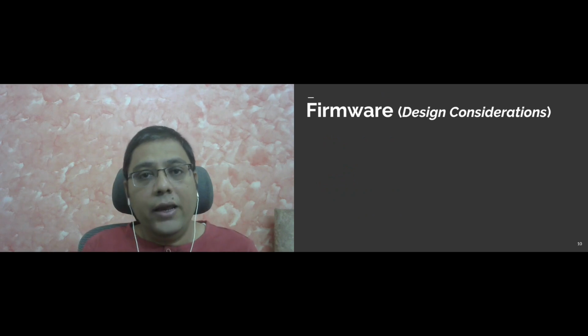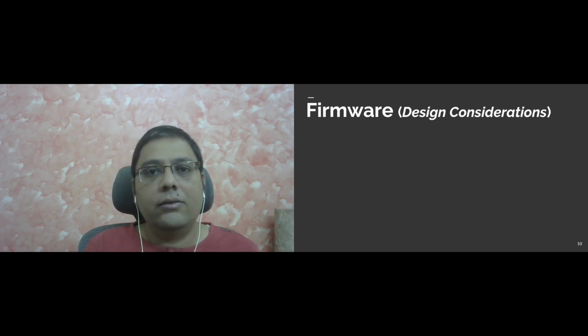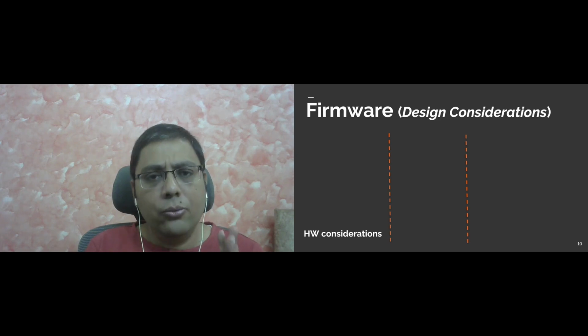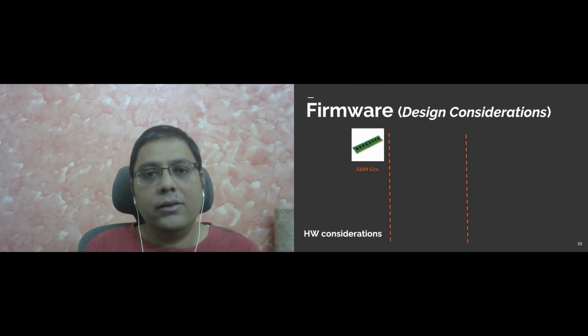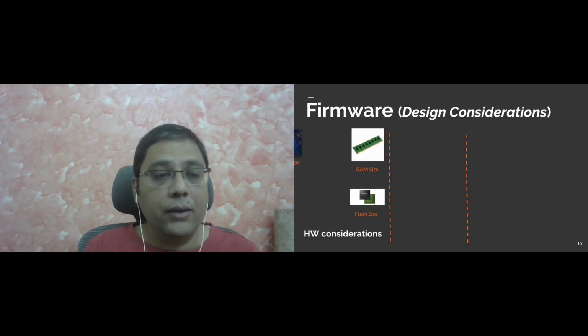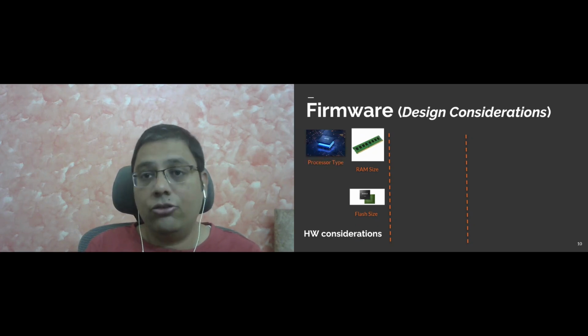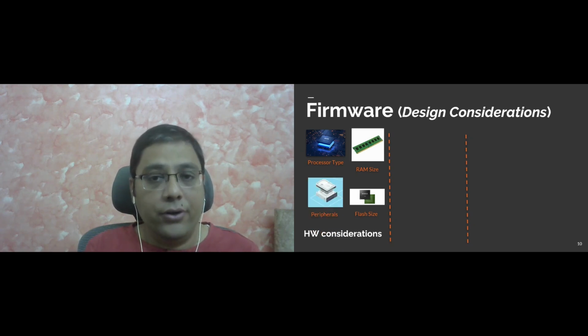So, as we can infer, we will need to consider these aspects for designing a set of robust firmware. Number one, hardware considerations. These will include your available RAM size, available flash or non-volatile storage space, underlying CPU type, and the data and instruction cache sizes that are available with the CPU, available set of peripherals, and how they are connected to the system memory.